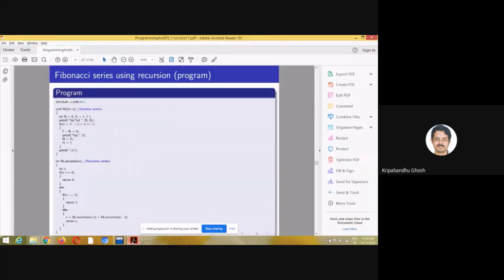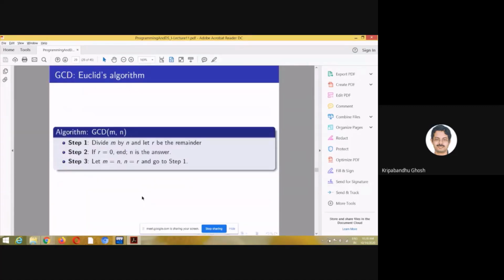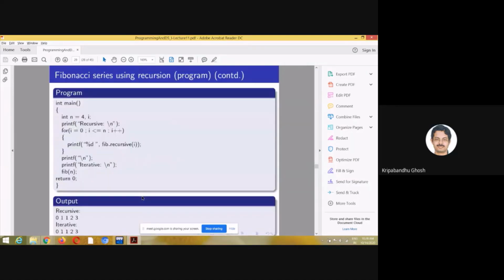So here there is a code. I think there is this, no, it's okay, I think. So this was about the recursive definition of the Fibonacci sequence.